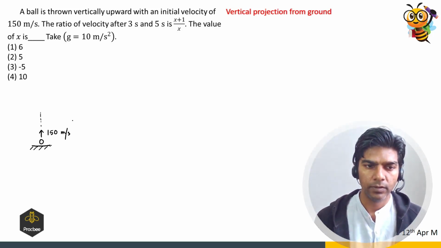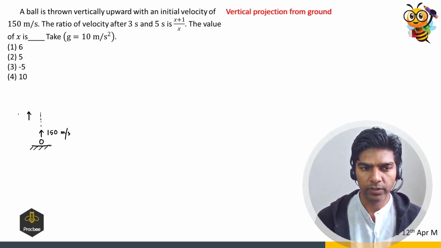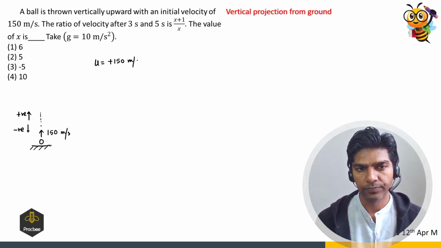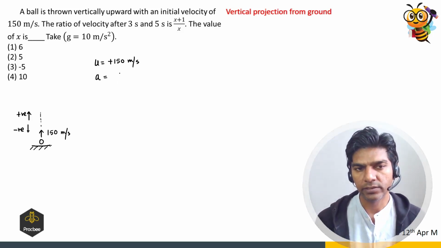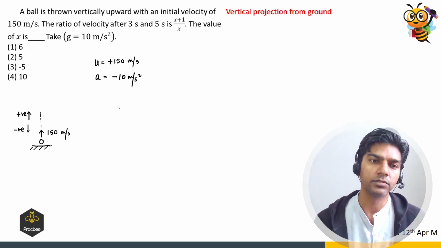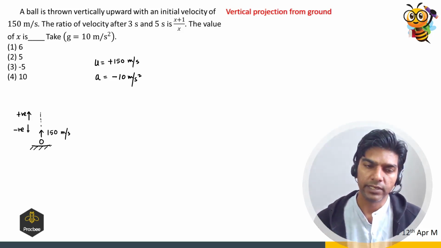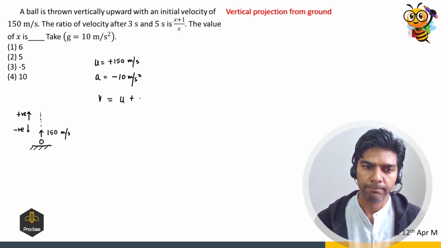So in this question, let us assume upward direction is positive and downward direction is negative. So initial velocity will be plus 150 meters per second. And the acceleration, since the ball is moving in gravity, will be minus 10 meters per second square because it is acting in the downward direction, and we have assumed downward direction is negative. Now velocity is given as u plus at, and it will be 150 minus 10 times t.